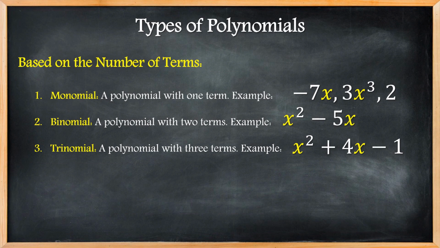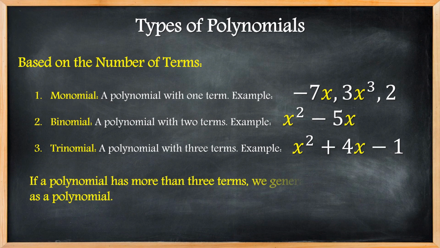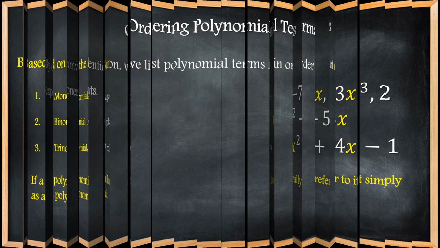Types of polynomials based on the number of terms. 1. Monomial, a polynomial with one term. Example: negative 7x or 3x cubed. 2. Binomial, a polynomial with two terms. Example: x squared minus 5x. 3. Trinomial, a polynomial with three terms. Example: x squared plus 4x minus 1. If a polynomial has more than three terms, we simply call it a polynomial.